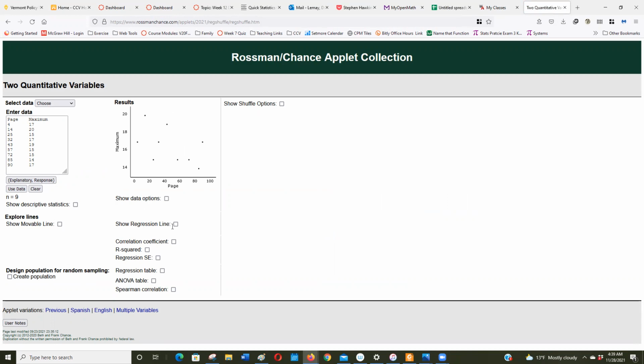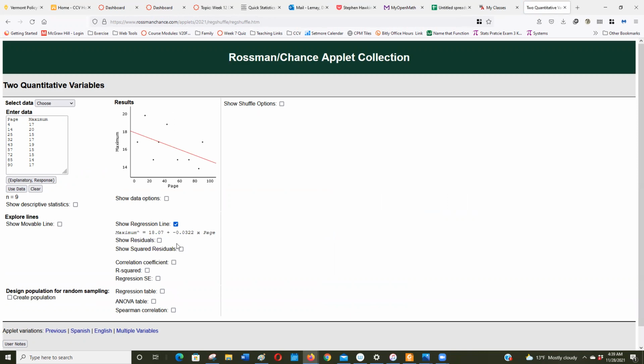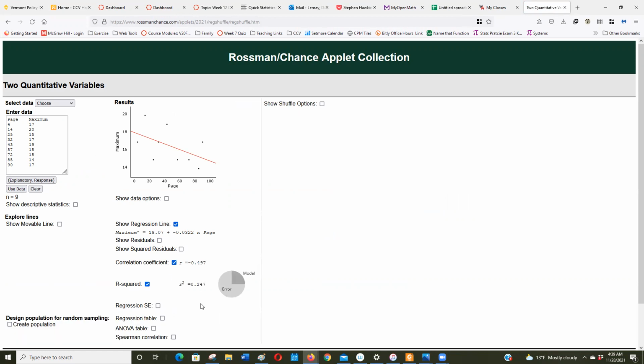So now how do I get all the values? I'm going to show the regression line. That'll give me the regression equation. It's going to show me the correlation coefficient. It's going to show me R squared. Now the only trouble is sometimes WebAssign wants this as a percentage, so you'd have to make that 24.7%. And so there's the graph. Let's go see if I can answer these WebAssign questions.